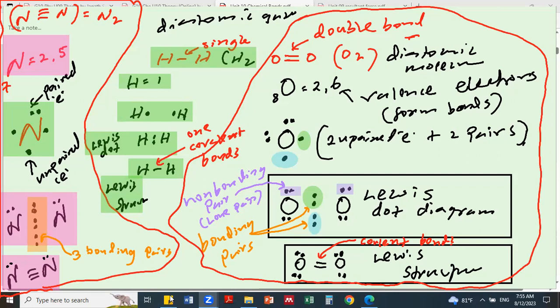For carbon, there are 4 places, 4 bonds around it. In CH4, around the carbon atom there are 4 separate hydrogens, 4 separate single bonds. Carbon forms 4 bonds because carbon has 4 unpaired electrons. Okay, any more questions?